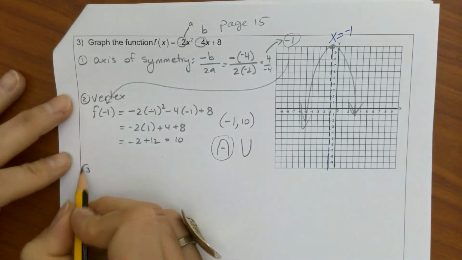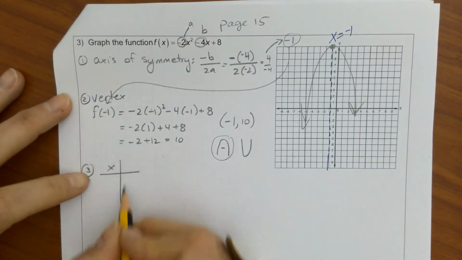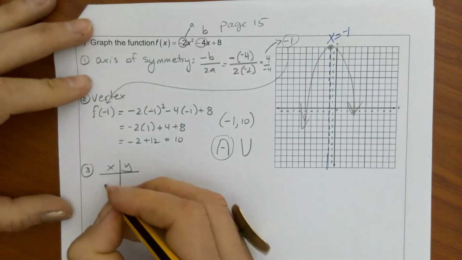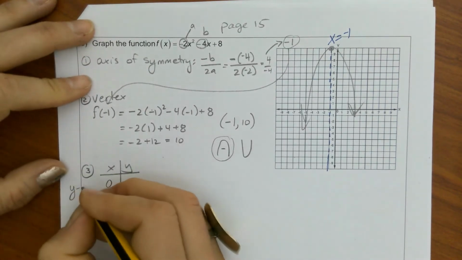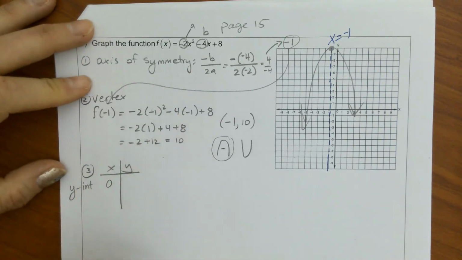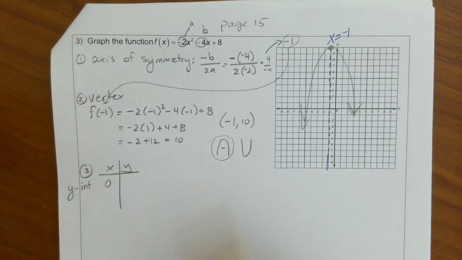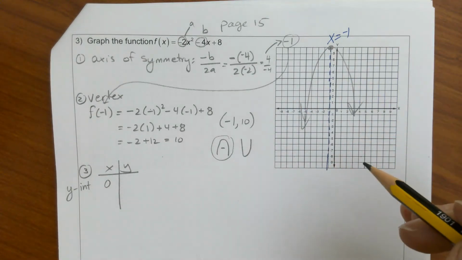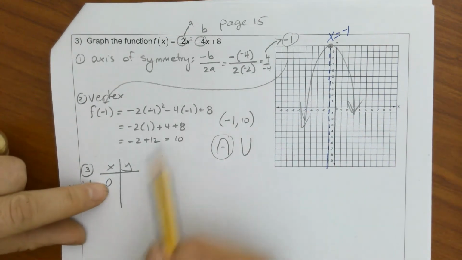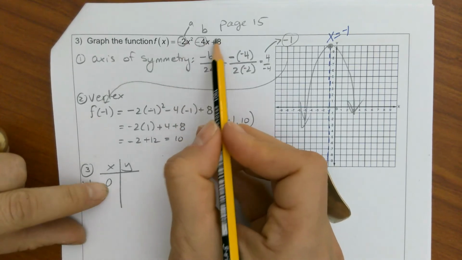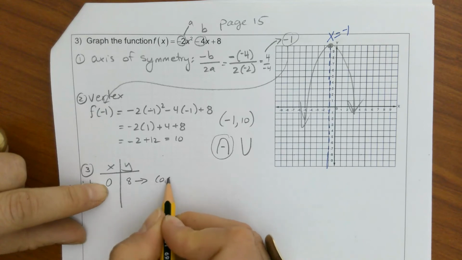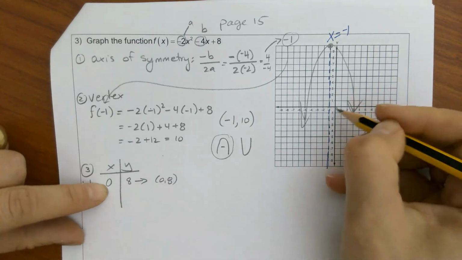Okay, step 3. We're going to make my table of values. What's the easiest point to choose? When x is 0, that's going to be my y-intercept. That means, where does this parabola intersect with the y-axis? So if x is 0, I'm left with an 8. So my first point is 0, 8. 0, 8 right here.